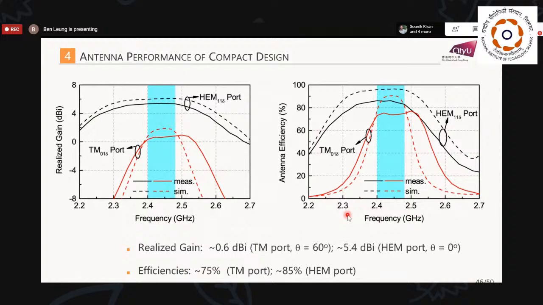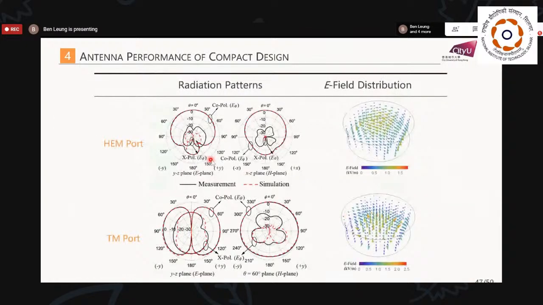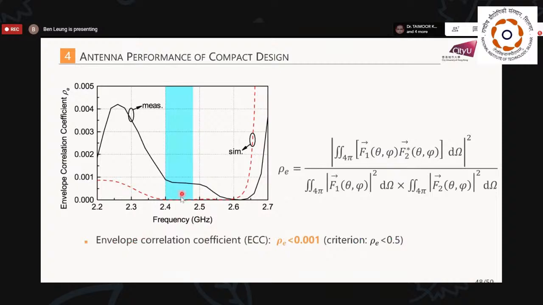Okay, I would like to go to the next slide. These are the radiation patterns, the broadside mode and the omnidirectional mode for the TM port. This is the ECC. It is less than 0.001. So it satisfies this criterion very, very much.